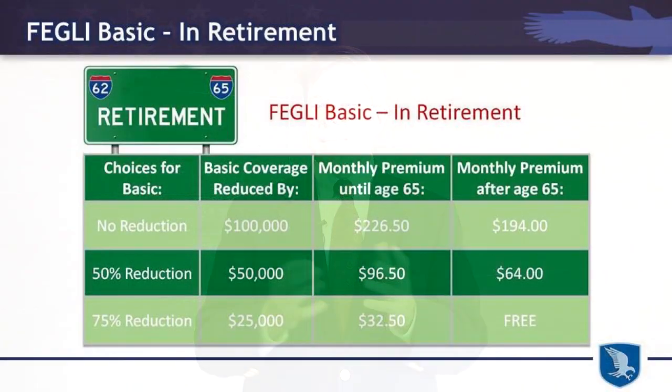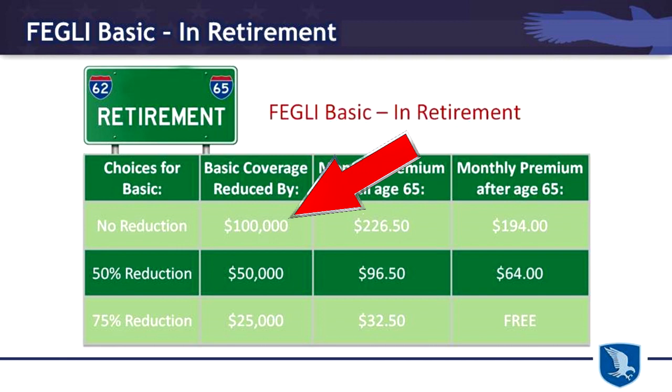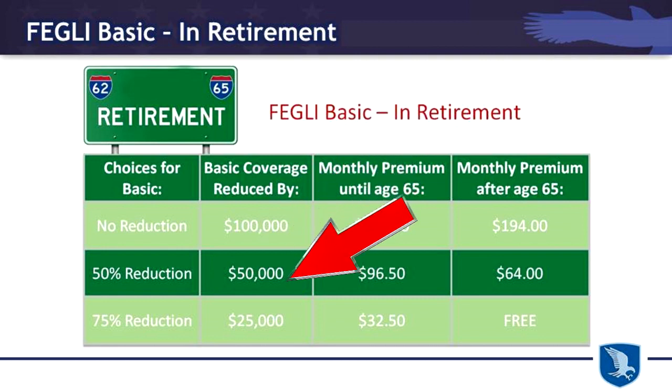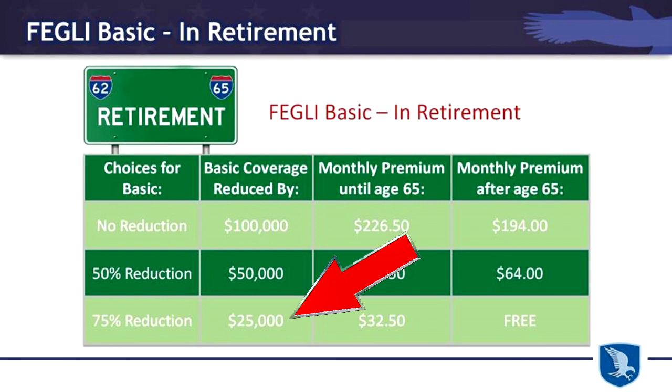What are your options? Well, let's break this down first into just the basic component. I know we're adding options A, B, and C together, but for the moment, we're just going to talk about the basic. Remember, it's your base pay rolled up, grown by $2,000. So let's assume in this example on the screen, you have $100,000 worth of FEGLI basic, and you can choose to take no reduction, a 50% reduction, or a 75% reduction of this $100,000 basic coverage.